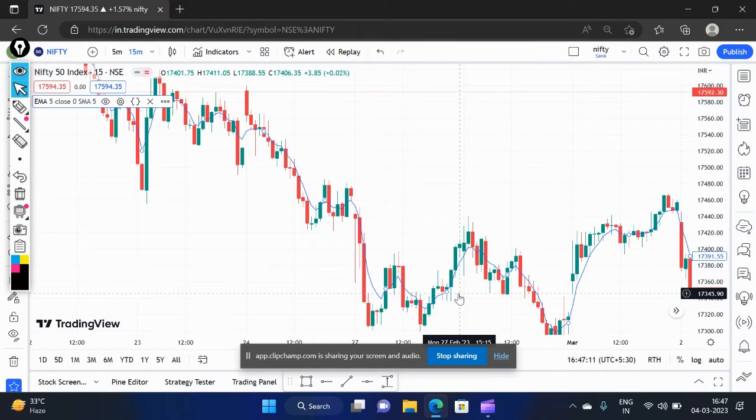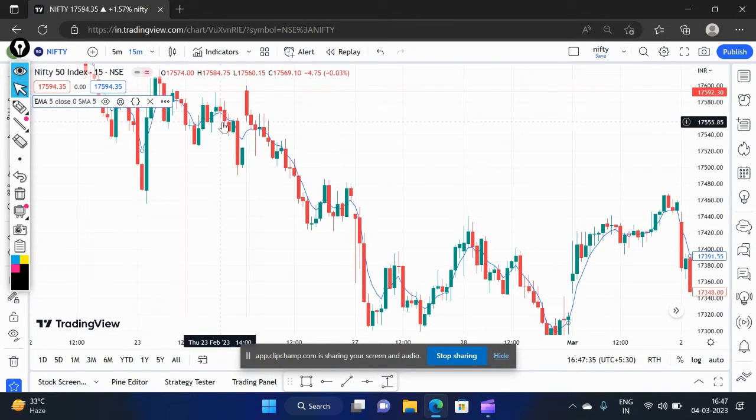Now the chart, you should always be using the 15-minute chart, and this strategy is only for sell trades, or if you're buying options, you buy your PE trades. This is not for buying, it is for selling or PE trades. You can use it for Nifty or Bank Nifty as you wish.